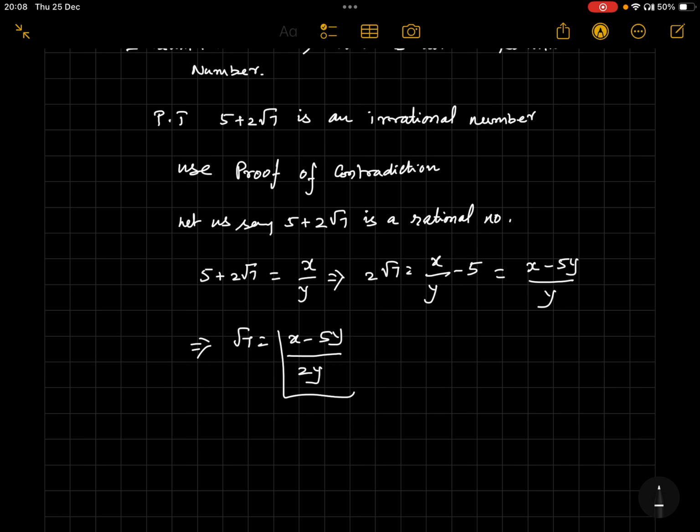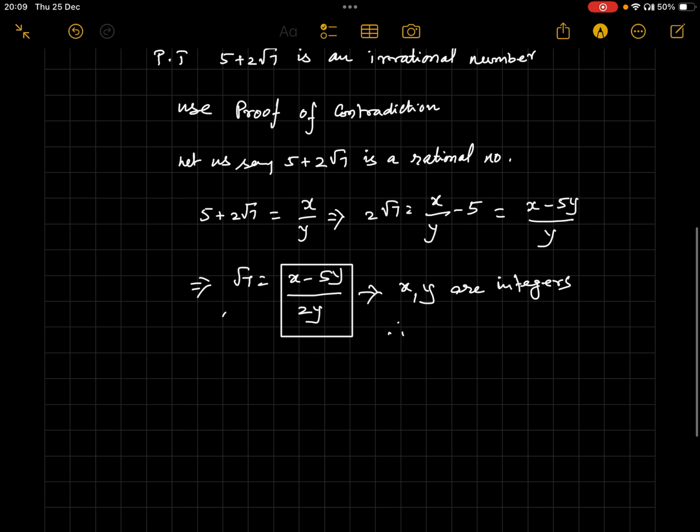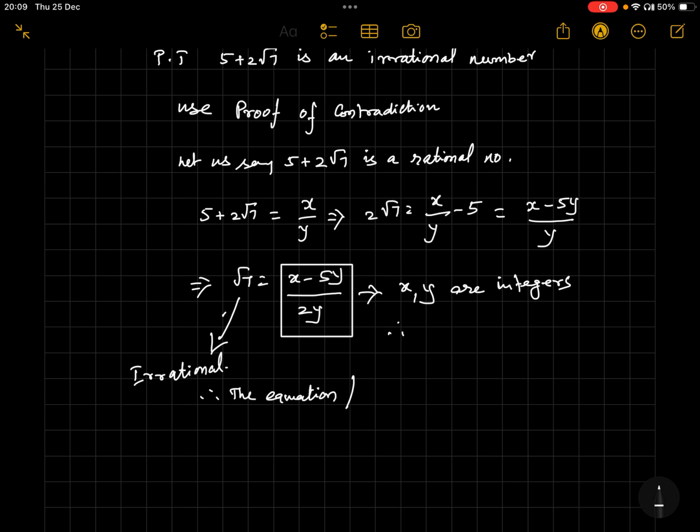We know x and y are integers. Therefore, this part is a rational number. But we know root 7 is not a rational number. Therefore, the assumption is false.